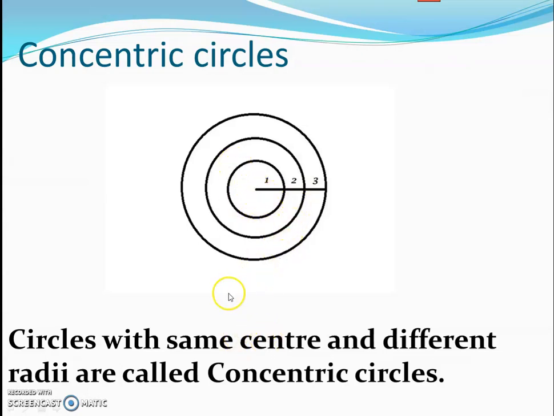But the radii, the plural for radius is radii, are different. Circles with the same center and different radii are called concentric circles. Say this is 1 centimeter, 2 centimeter, 3 centimeter maybe, or 2, 4, 6, your wish. You can measure any number of different radii and draw circles with the same center. You get this type of circles, concentric circles. Okay, this is what concentric circles are.